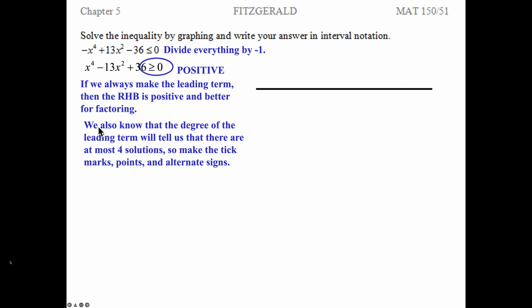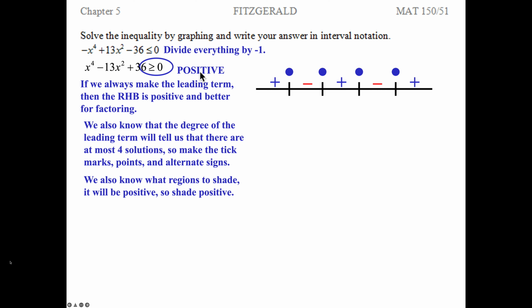So next, I'm going to start to speed this up. If we know we have x to the 4th, then let's go to the number line and put in 4 tick marks right now. And if we know we have equal to, then we have closed circles. Put your closed circles up there. We have x to the 4th, so the right-hand behavior is positive. Put a positive over there. Alternate your signs. And we know we want positive y's, so shade the regions.